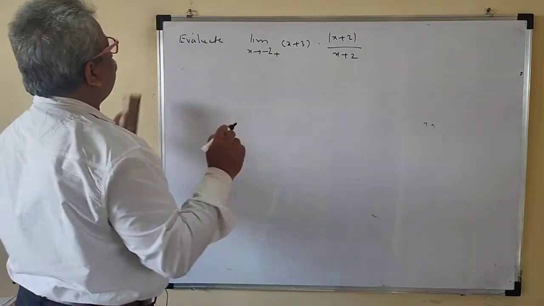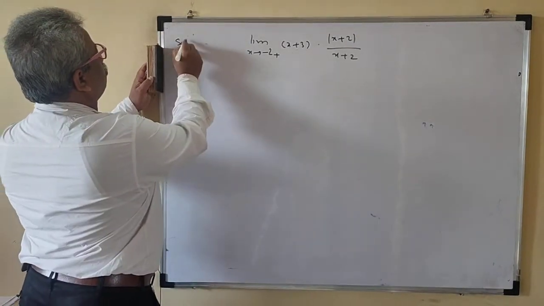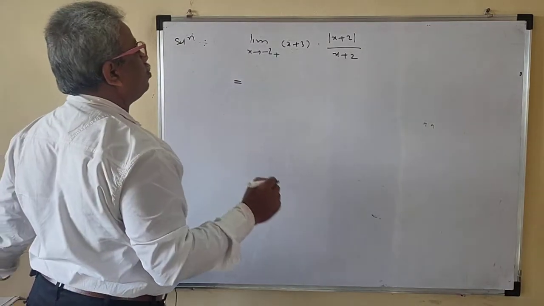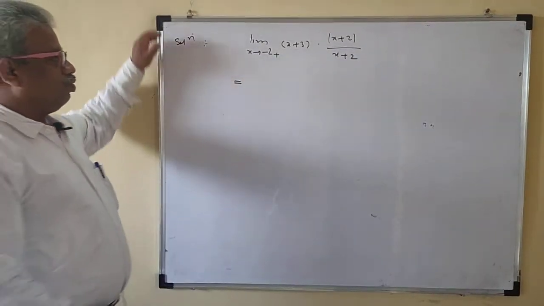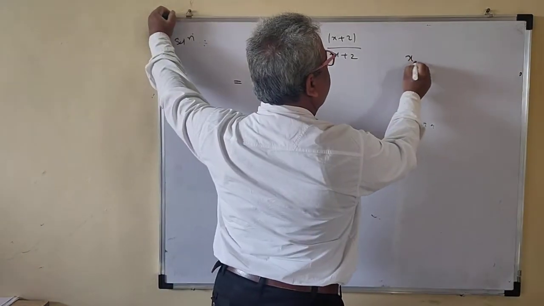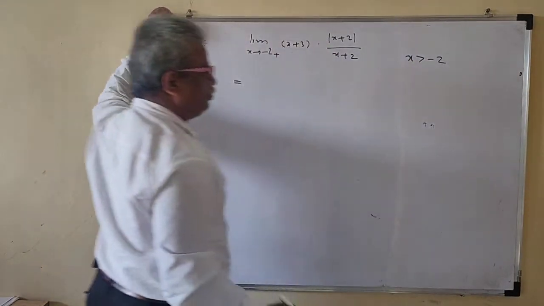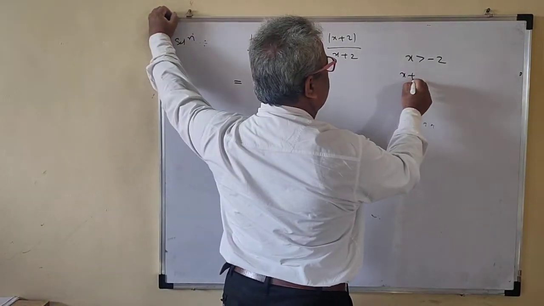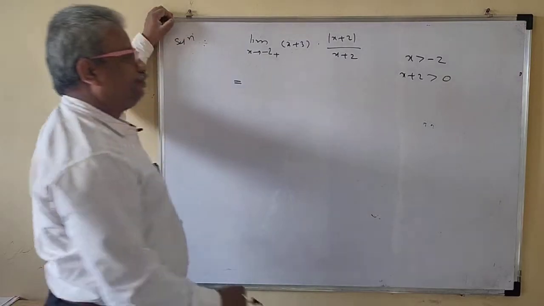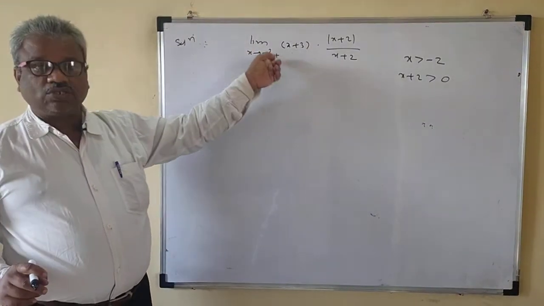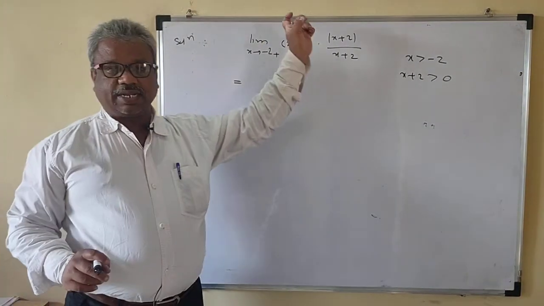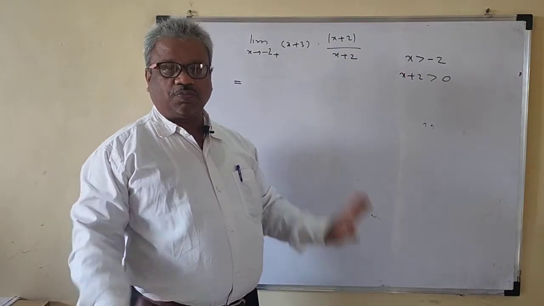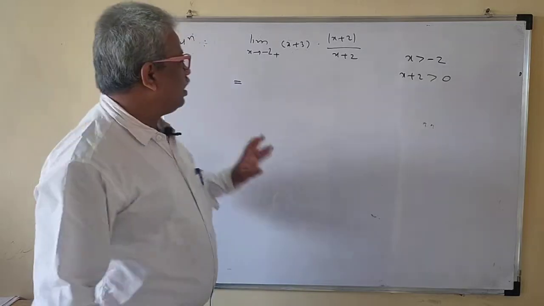Okay, so now the solution. Directly we start with this. Now x tends to minus 2 plus, that means here x is greater than minus 2. X is greater than minus 2 means x plus 2 is greater than 0, so x plus 2 is positive. So mod of a positive number is itself.